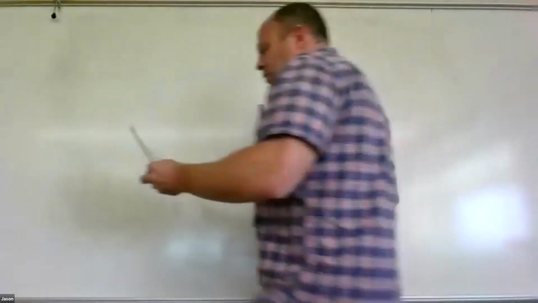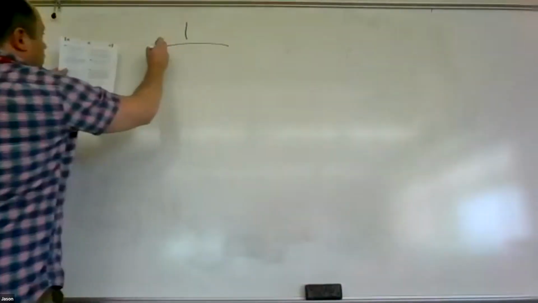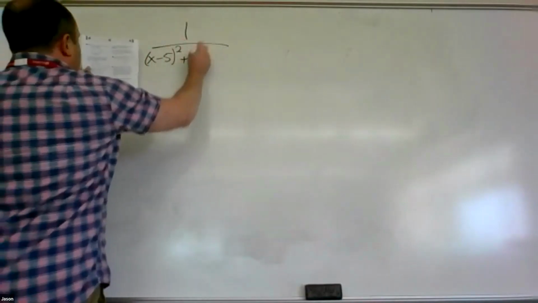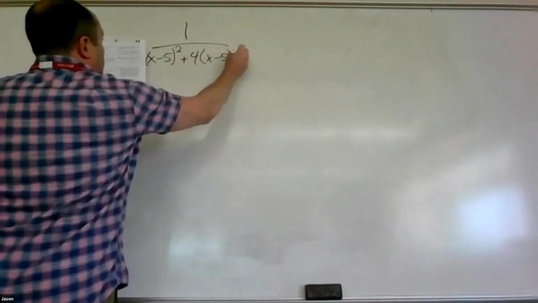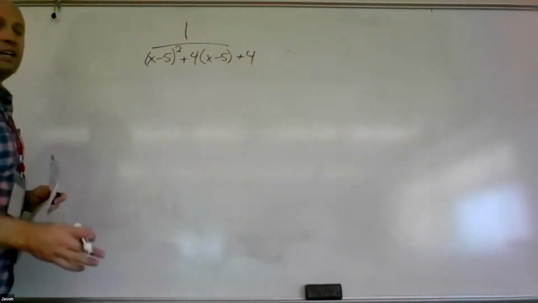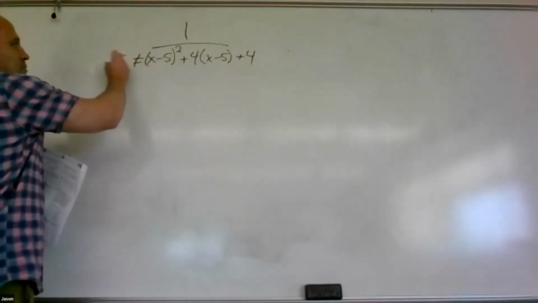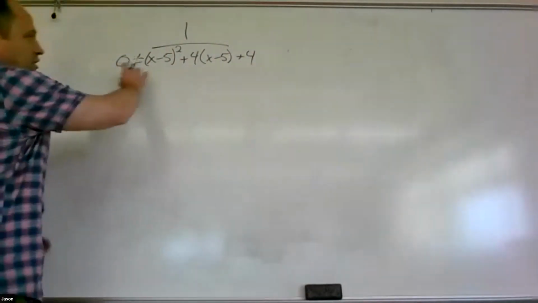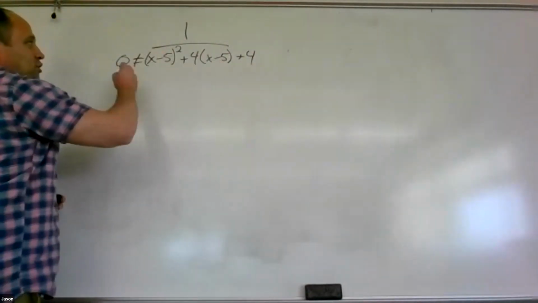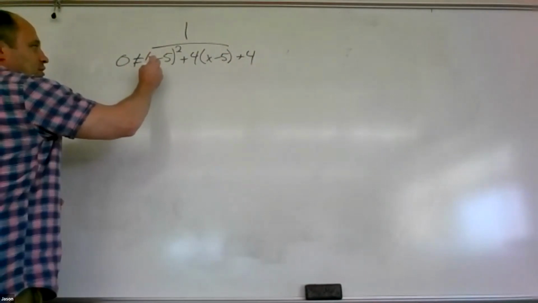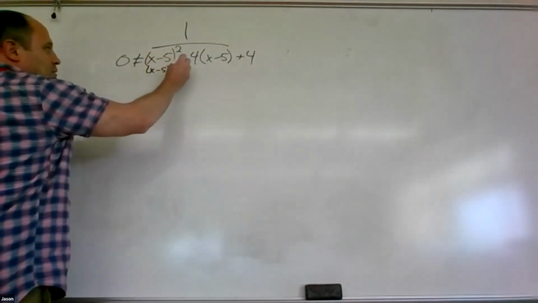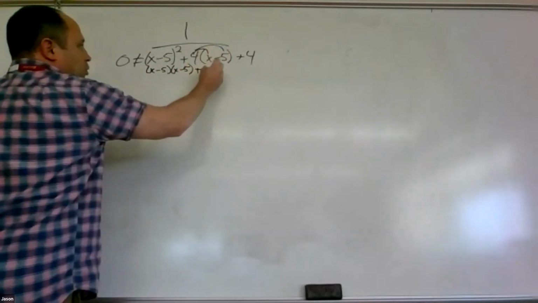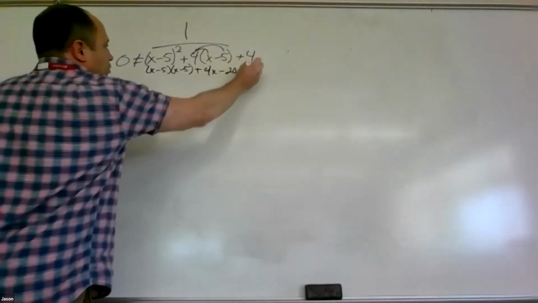So in this problem, when I have 1 over x minus 5 squared plus 4 times x minus 5 plus 4, what I know is that this cannot be 0. So to find where it's undefined, I'm literally just going to set this equal to 0. And so when I did that, I FOILed this out. This is x minus 5 times x minus 5 plus, I'm going to distribute that, 4x minus 20 plus 4.